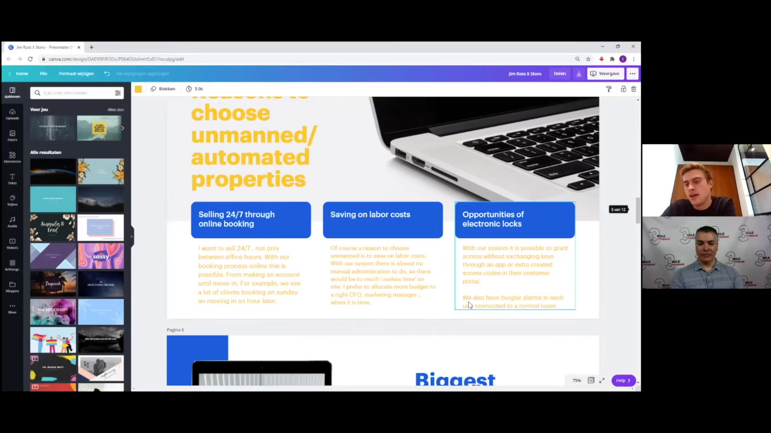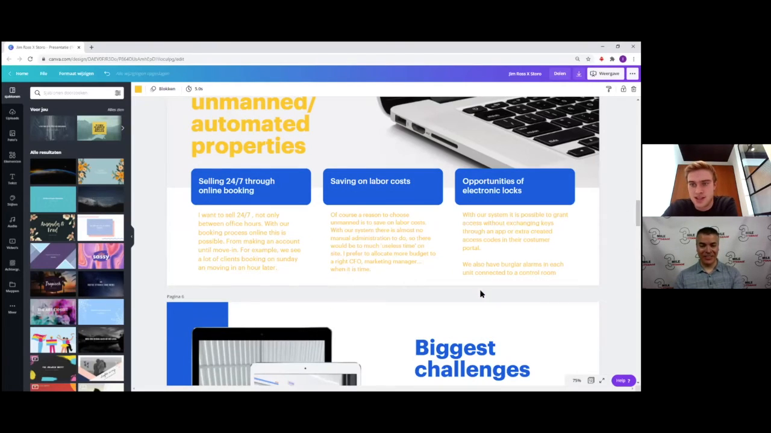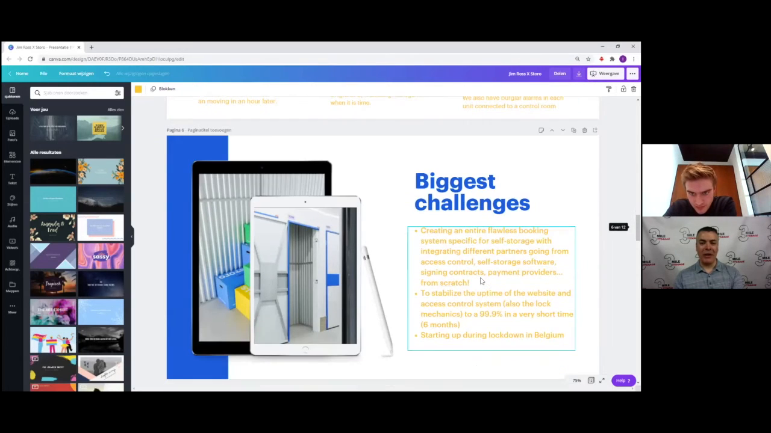And then, also what we chose is to have a burglar alarm in each separate unit that is connected to a control room with a 24/7 hotline. So if your neighbor wants to break into your self-storage unit, the alarms would immediately go off, and we would get contacted. That's great. The police if necessary. It's all connected to each other. You guys have thought of everything.